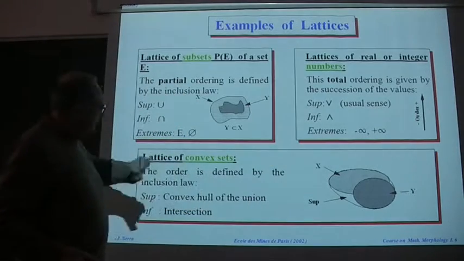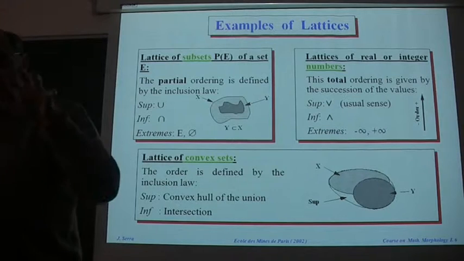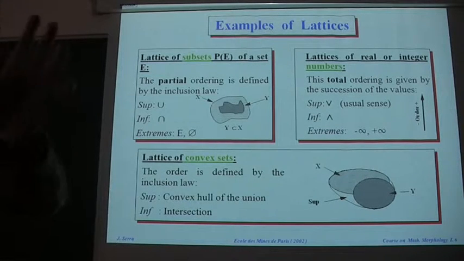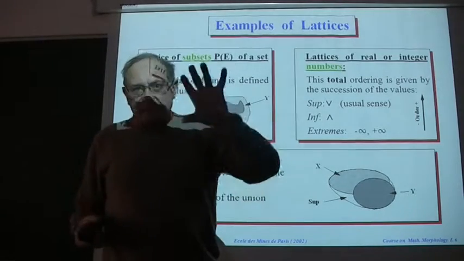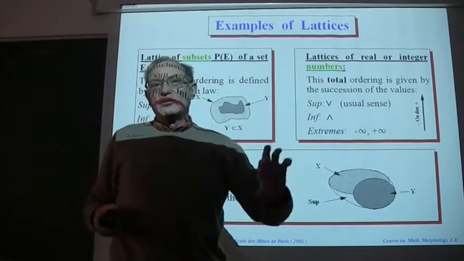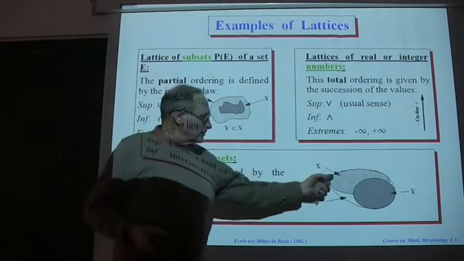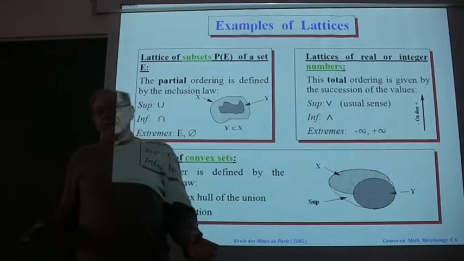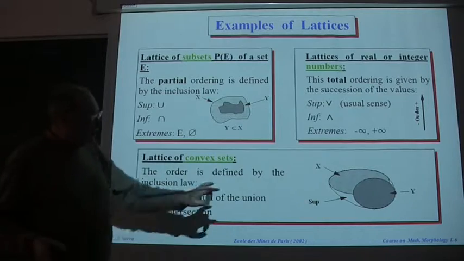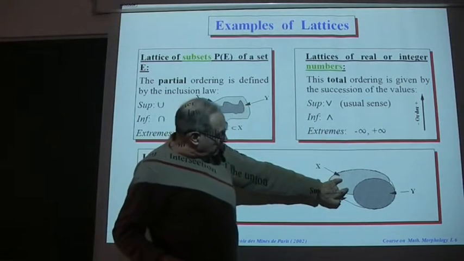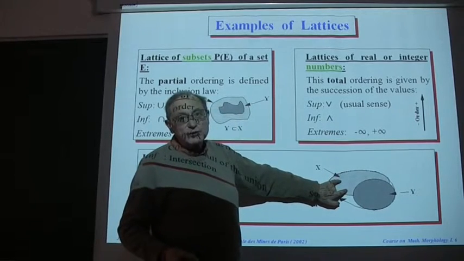Now an example of several lattices based on the same ordering. I told you before that you can change this lattice structure but keep the same order. And there are two notions which are not the same. So here you take the lattice of the convex sets. What is a convex set? A set is convex when you take two points, and the straight line segment which joins the two points belongs to the set.